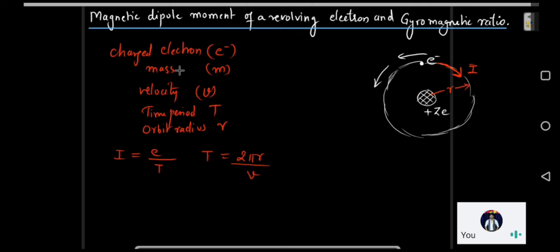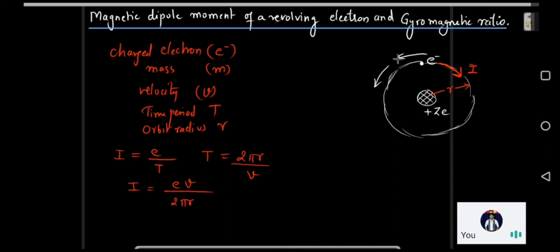Okay, so now substituting it over here, what will I get as current? Current will be e upon, in place of T I'll put this, so v will come on top. This will be 2 pi r upon v, which is going to come on top. Okay, so now if I consider the magnetic dipole moment over here, obviously I can consider a magnetic dipole moment here because this is going to behave like a loop. It is going to behave like a current carrying loop.